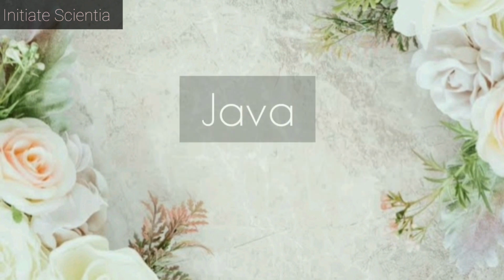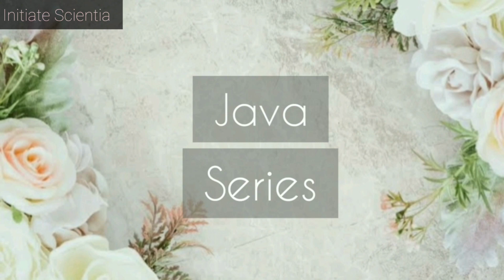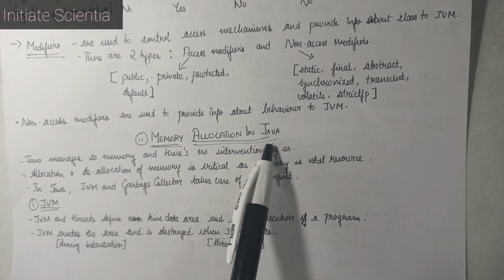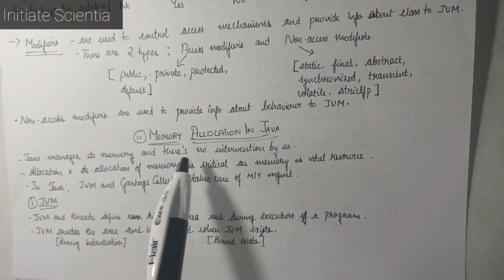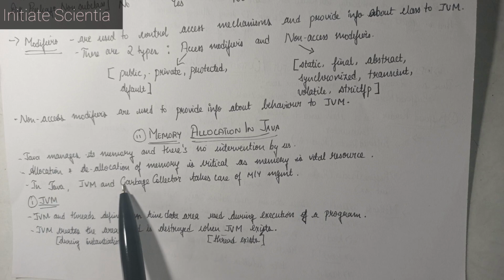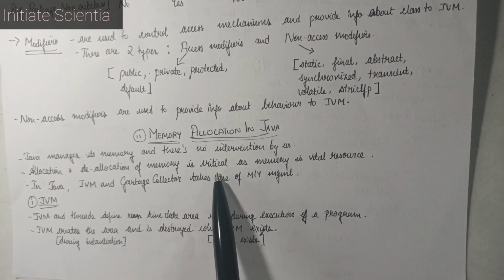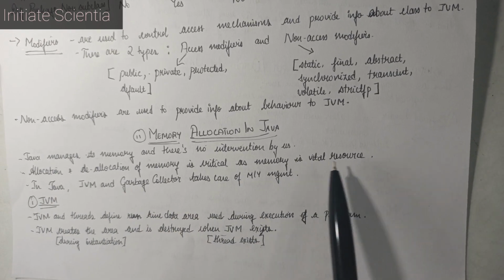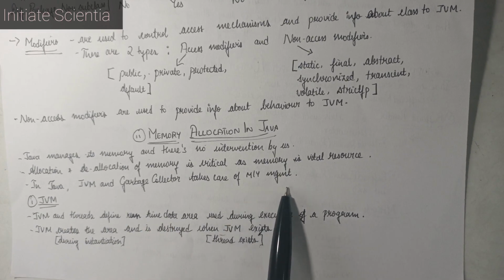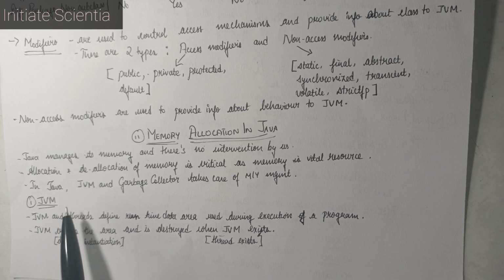This is the Java series. Memory allocation in Java. Java manages its memory and there's no intervention by us. Allocation and deallocation of memory is critical as memory is a vital resource. In Java, the JVM and garbage collector take care of memory management.